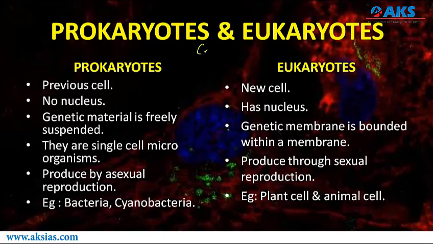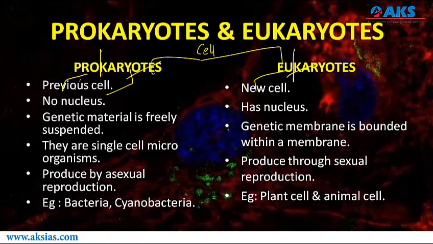For your better understanding, let us understand the categorization. Cells can also be categorized into prokaryotes and eukaryotes. If you divide the word prokaryotes, pro means previous and karyos means cell. And in eukaryotes, eu means new and karyos means cell. So prokaryotes are primitive cells or previous cells.